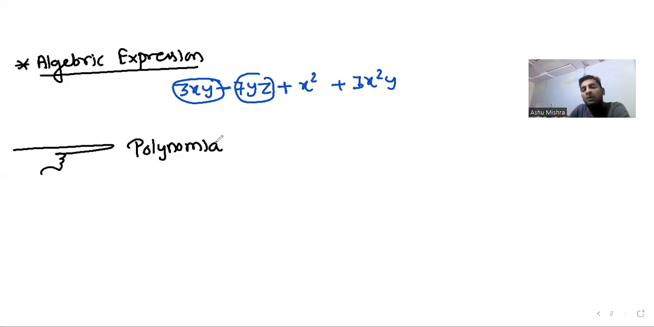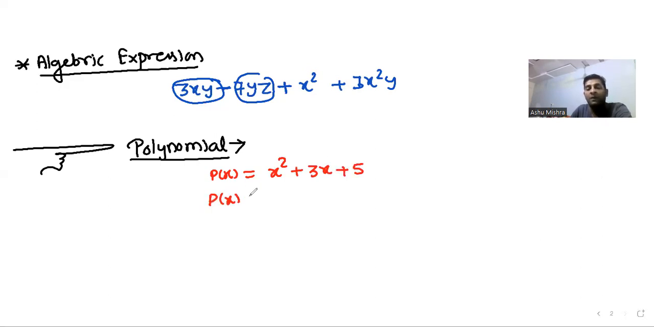Which is our polynomial. The first question: what do you mean by polynomial? Polynomial is an algebraic expression in terms of one variable. Suppose x² + 3x + 5. Suppose I have p(x) = x⁴ + 7x - 8. They all are what? Polynomials in terms of one variable.